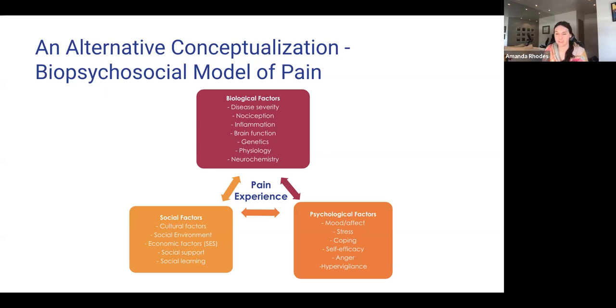And then also the psychological factors and the social factors, which I think particularly we're interested in, right? So mood, affect, stress, how does stress relate to pain, coping, self-efficacy, anger, hypervigilance. All of these areas of the biopsychosocial model produce our experience of pain. And as psychologists or psychology associates, whoever's in the crowd, we're really interested in the experience of having pain. Not necessarily the pain itself, but the experience that one has with the pain. So you want to go on to the next slide.